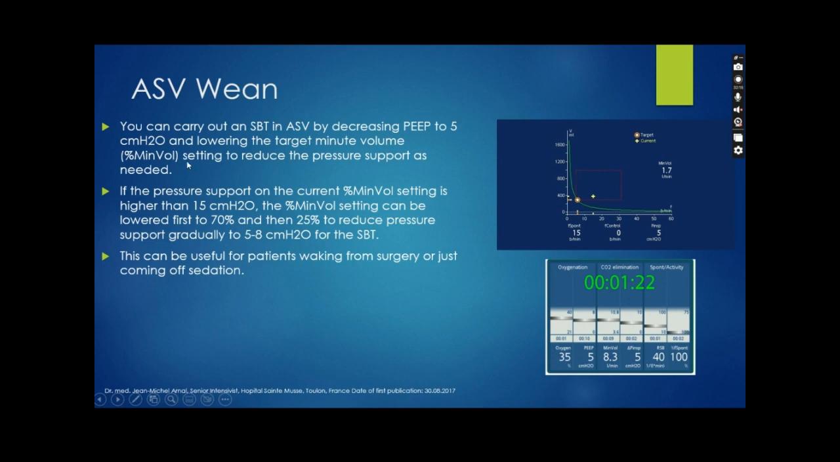If the pressure support on the current percentage of minute volume setting is higher than 15 centimeters of water pressure, then you can lower that percentage of minute volume setting to 70% and then 25% to reduce the pressure support gradually to 5 to 8 centimeters of water pressure in order to facilitate that SBT. And again, it can be useful for patients waking up from surgery or just coming off sedation.